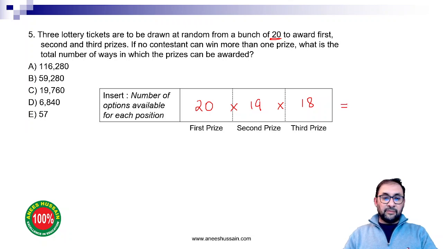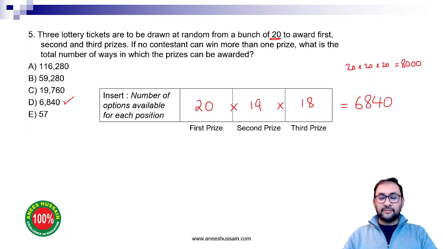Now, by the way, because 19 into 18 into 20 might be a very big number, look at the answer options. They're quite far away from each other. So you can approximate a bit. You know that 20 times 20 times 20 is equal to 8,000. So the correct answer has to be slightly less than 8,000. If you look at the answer options, the only option that is slightly less than 8,000 is option D. So that must be the right answer, 6,840. I hope this is clear to all of you.